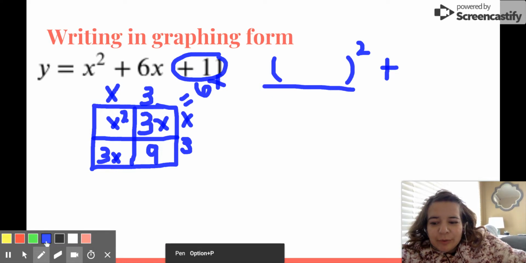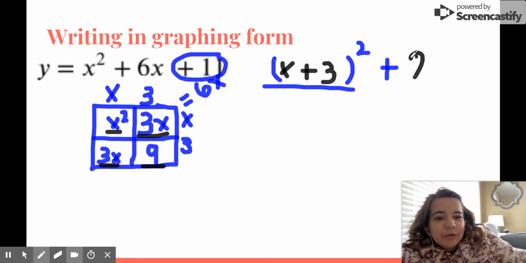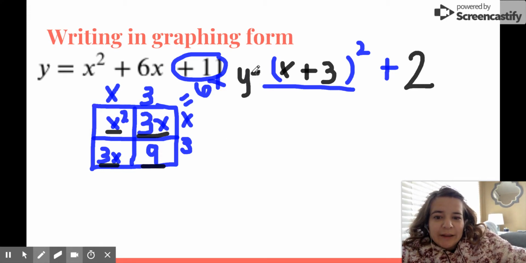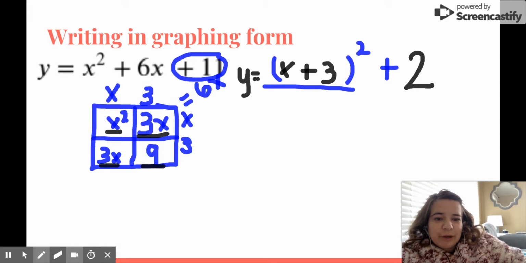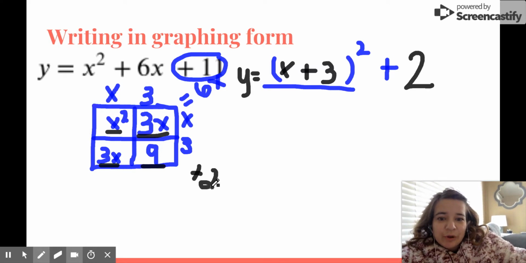So what we do is when we go to write our equation in graphing form, we have x plus 3 squared, which gets you all that stuff that's in the box there. It gets you this x squared, it gets you the 6x here, and it gets you 9. So on the outside, what we're going to have to do is add 2 so that we get y equals x plus 3 squared plus 2, because that 9 plus 2 more on the outside gets you the 11 you're looking for. So hopefully that'll help you on the ones on the homework like that.